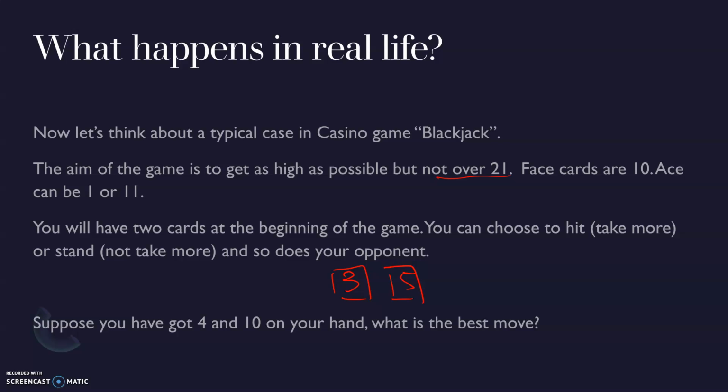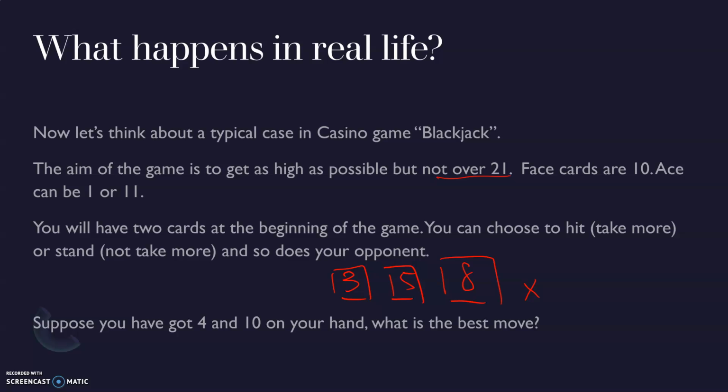Now you can choose to hit, which means take more cards. So for example, you take another 8, or you can just stand. At this point, if I add them up, 3 plus 5 plus 8, we got 16 already. That's pretty close to 21. That's pretty risky. So I'll just say no more cards, and that's called to stand. That means do not take any more cards.